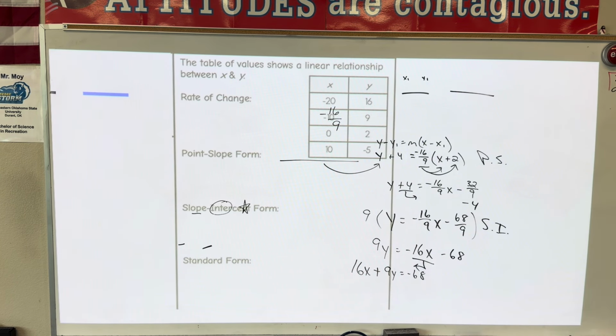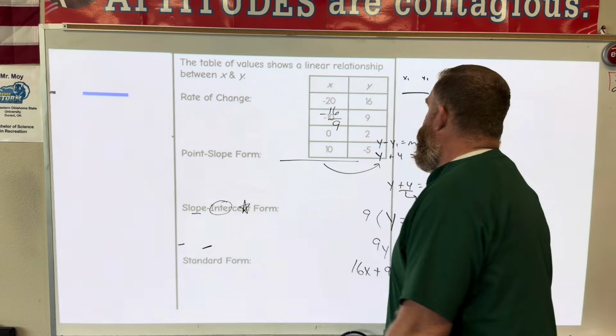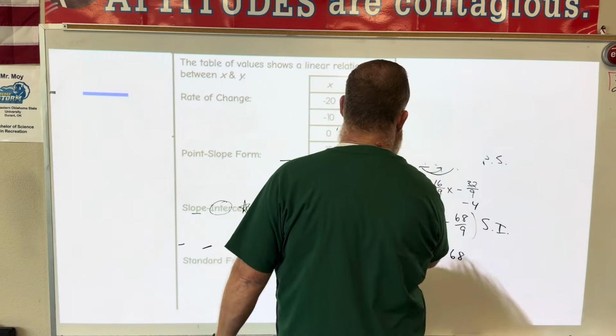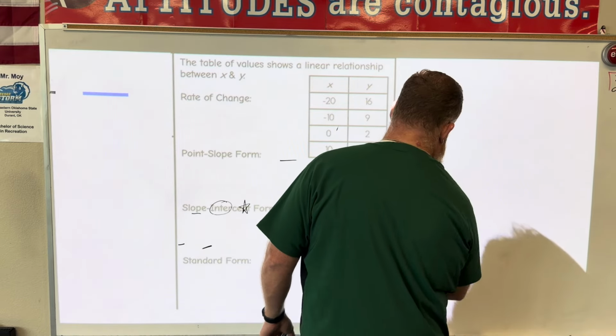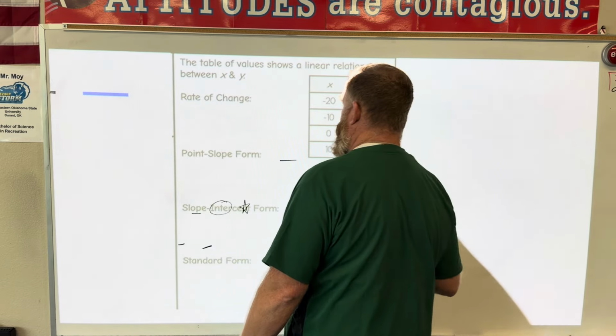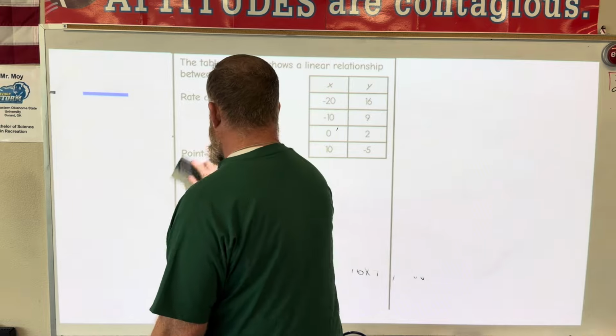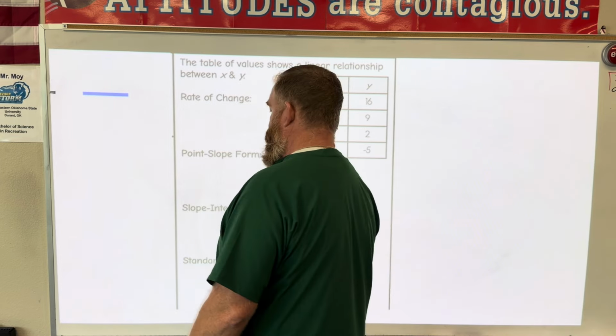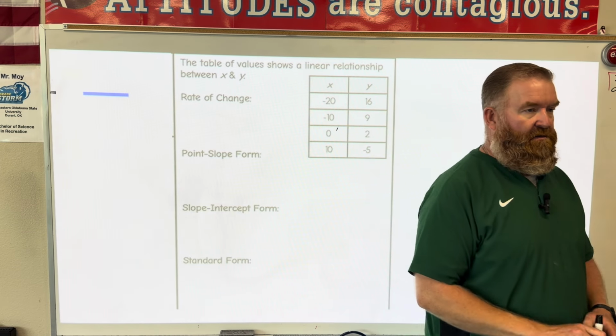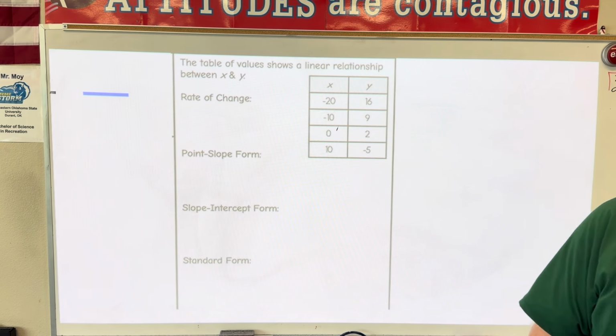All right, the table shows the relationship between x and y. Rate of change. What's another word for rate of change? It's slope. Write that down underneath the words rate of change. You will probably see that on your test. You will see the words rate of change.